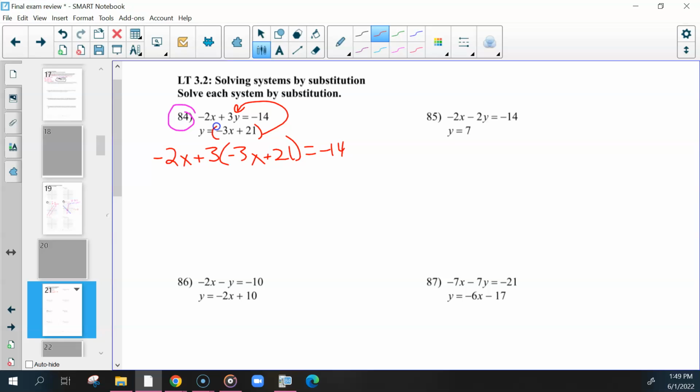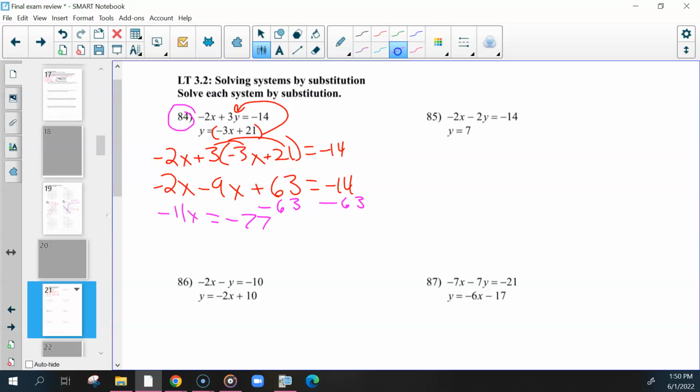From here, we could start solving for x. So we could distribute: negative 2x minus 9x plus 63 equals negative 14. And then combine my terms, start moving things. So this would be negative 11x. I'm going to go ahead and subtract 63 on both sides. That would give us negative 77. And then divide both sides by negative 11. x equals positive 7.